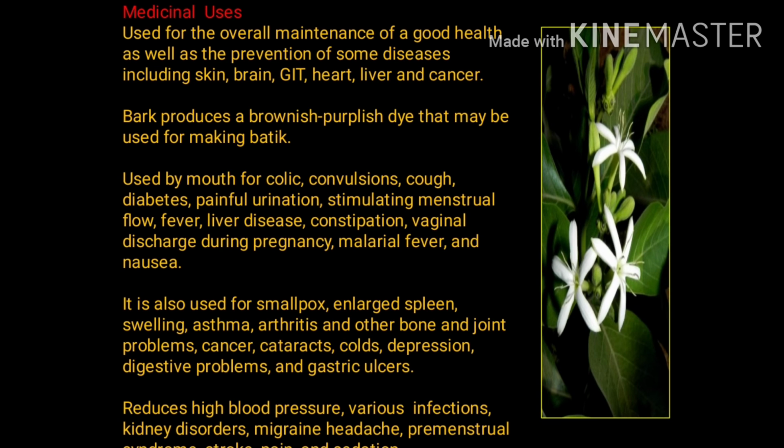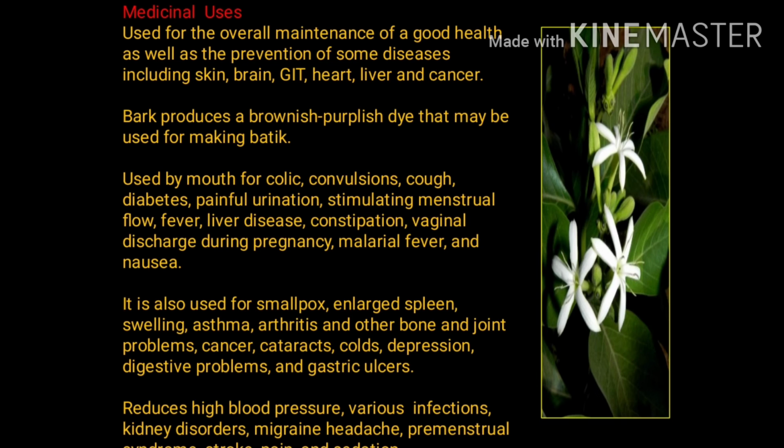The medicinal uses of Morinda citrifolia: mostly it is used for overall maintenance of good health, as well as the prevention of some diseases like skin diseases, brain diseases, gastrointestinal tract diseases, heart diseases, liver diseases, as well as one chronic disease, that is cancer. The bark mostly produces a brownish purplish dye that may be used for making batik.